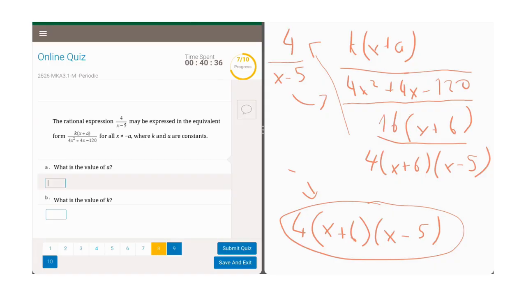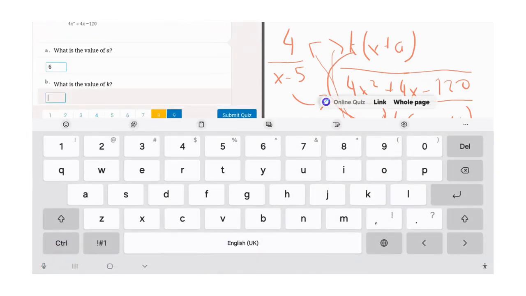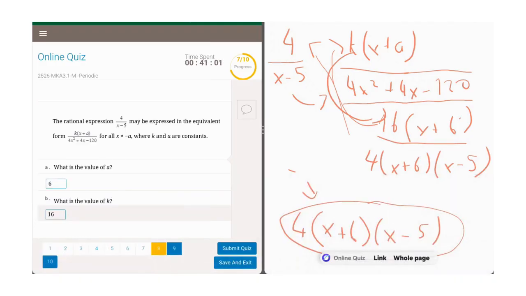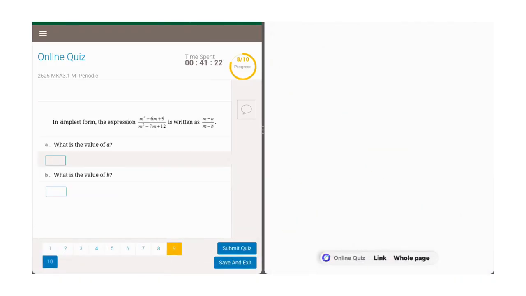And then that's it. We have the same form. 16, x plus 6 is in the same form as k x plus a. So I have to find the value of a and k now. So here k is in the 16's place and a is in 6's place. That means a is 6 and k is 16.